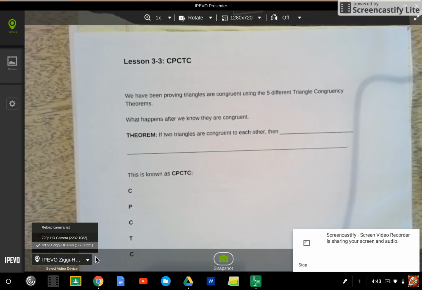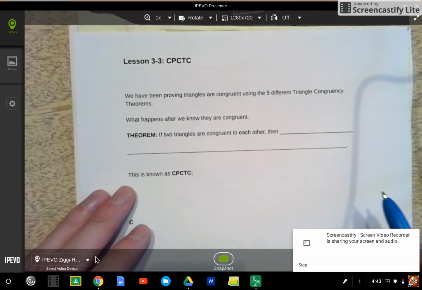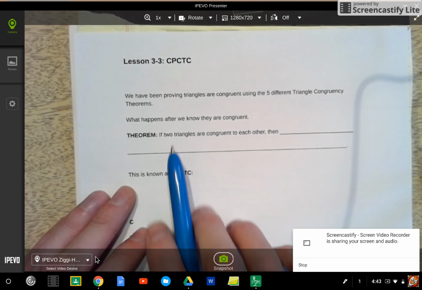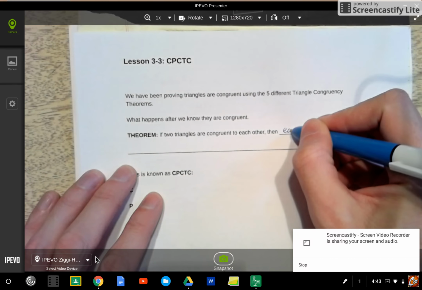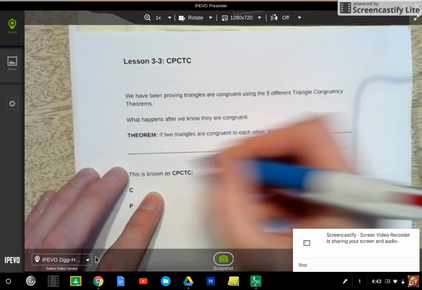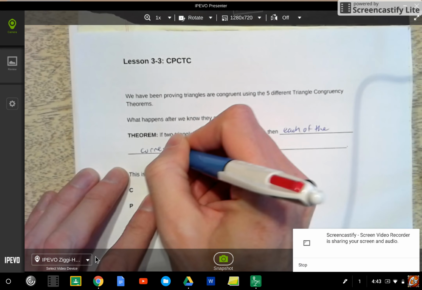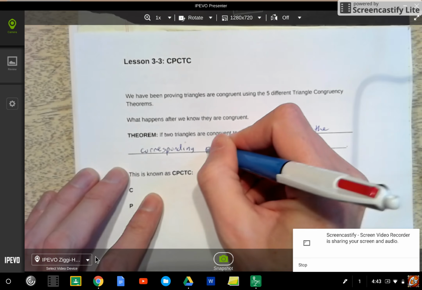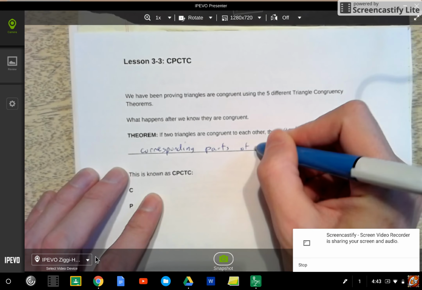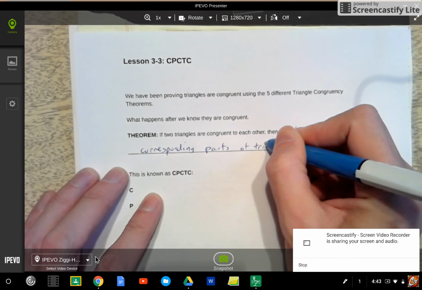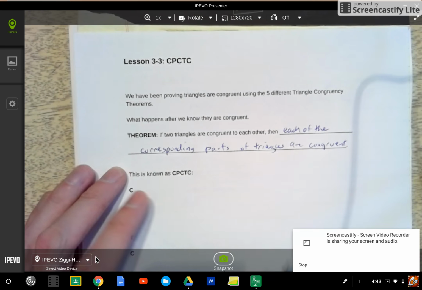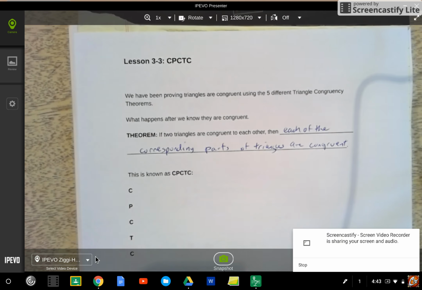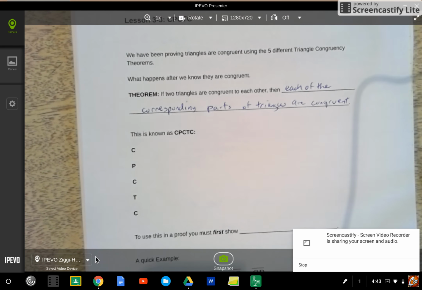Now that's a big mouthful of something to say, but what it means is that whenever we've got two triangles that are congruent, all of their parts will also be congruent. So after we know the triangles are congruent, then each of the corresponding parts of the triangles are congruent. That's the actual theorem. We abbreviate that as CPCTC, and we can abbreviate that way in proofs too, so you don't have to write this out every single time.